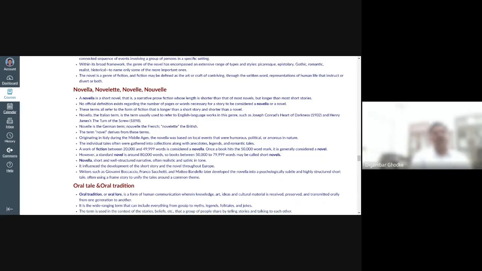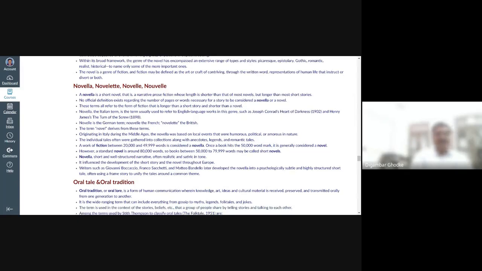However, a standard novel is around 18,000 words. So books between 50,000 words to say 80,000 words may be called short novels. And novella, which is a short and well-structured narrative, often realistic, and it is satiric in tone, influenced the development of the short story and the novel throughout Europe.